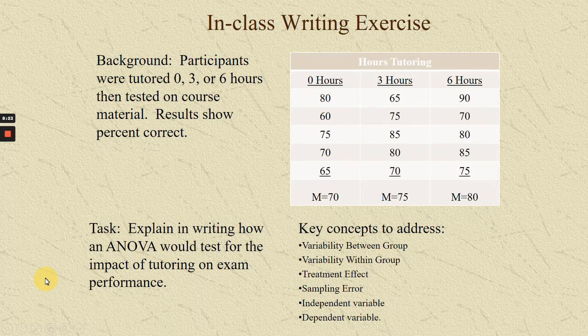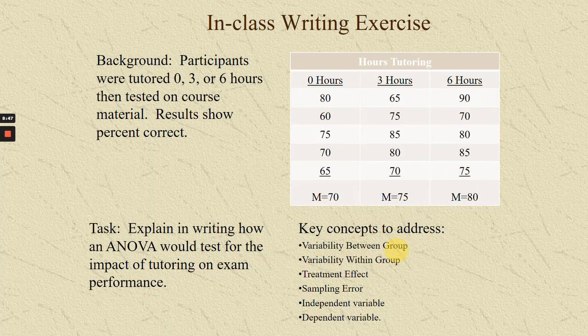Okay, and then one last one I suggest you try to do on your own. I don't have the answer for this per se, but this will be a good thinking exercise. So imagine that participants were tutored 0, 3, or 6 hours and then tested on course material. And the results show the correct percentage that these three groups got. So explain in writing how an ANOVA would test for the impact of tutoring on exam performance.